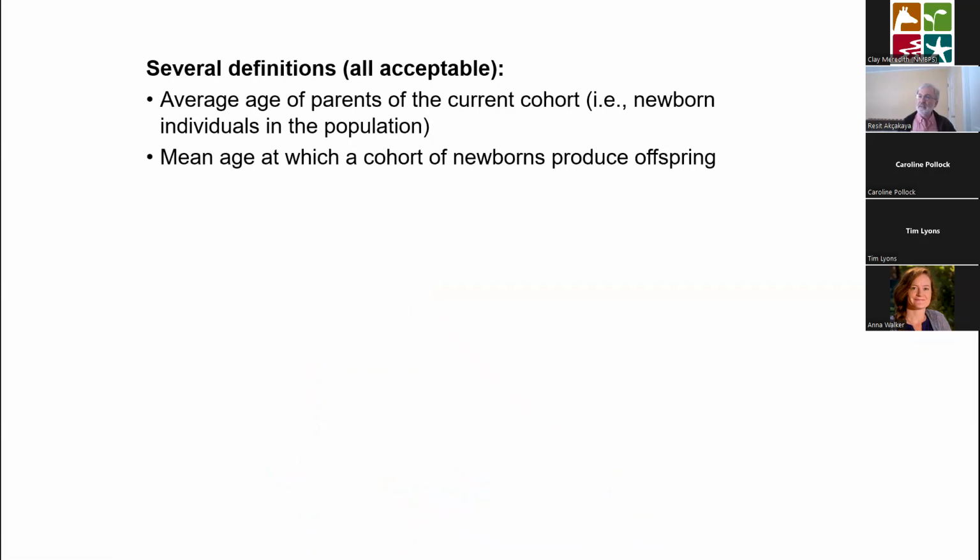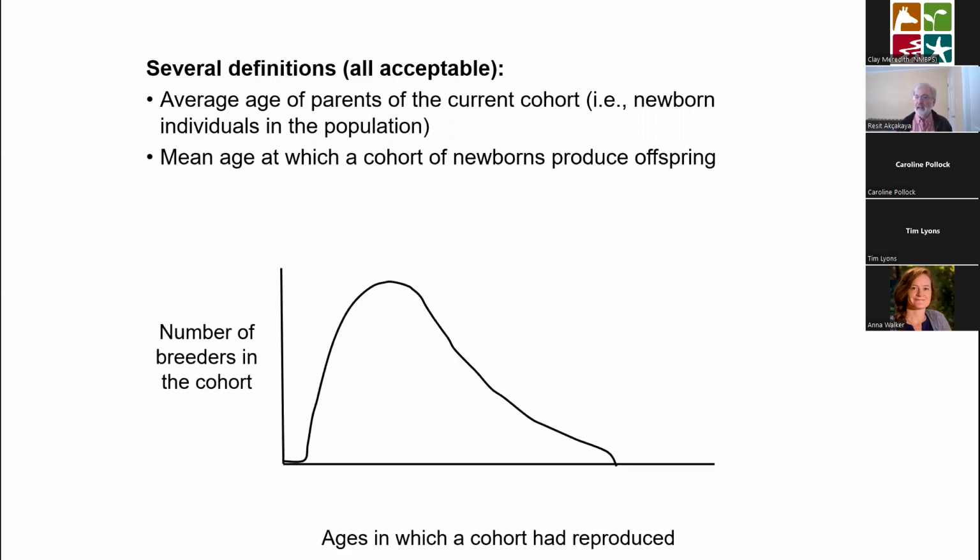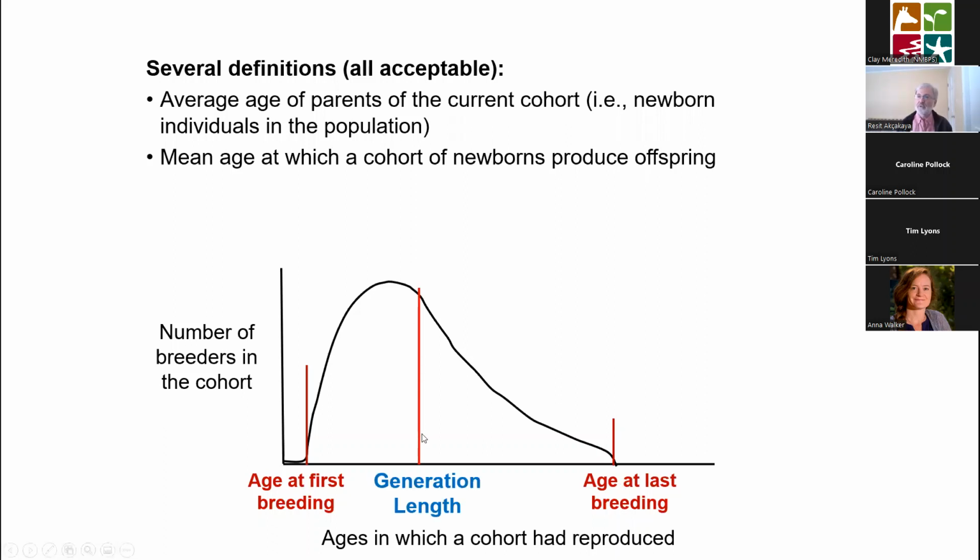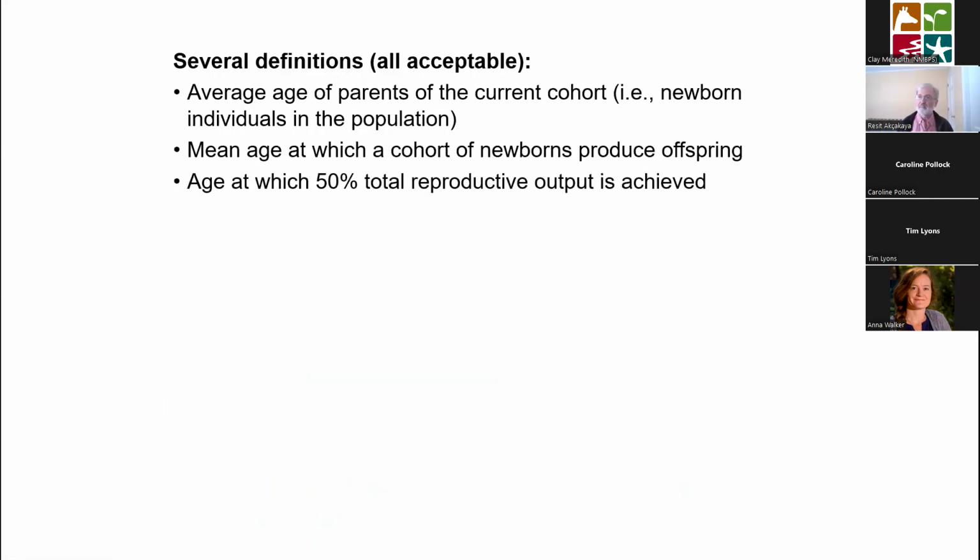Now, the second definition is the mean age at which a cohort of newborns produce offspring. What does this mean? It means that you mark or tag or band all individuals that are born this year, and then you follow them throughout their life, and ask, when does the first individual of that cohort start breeding? And then when does the last individual of that cohort breed? And the average of those is the generation length, right? So that's another way of conceptualizing what generation length means.